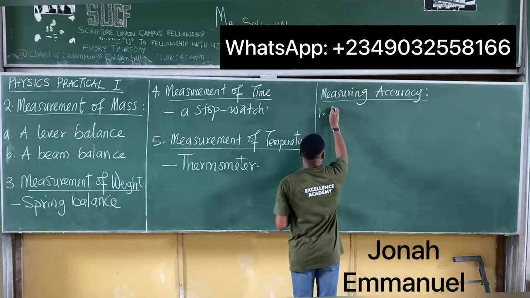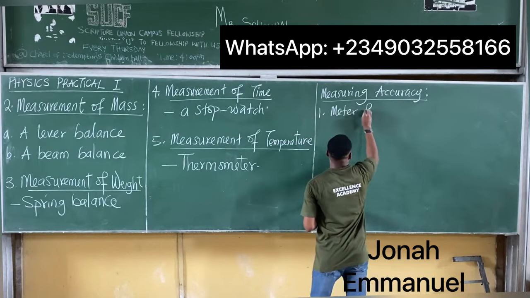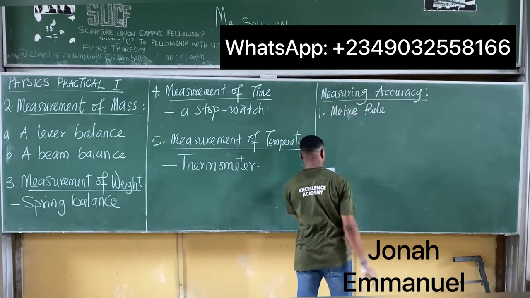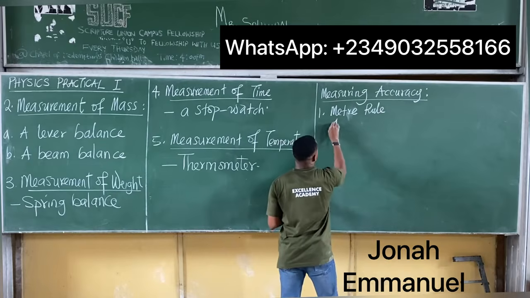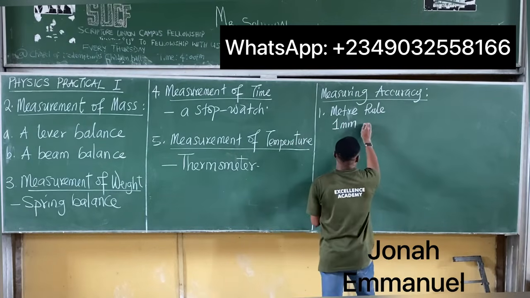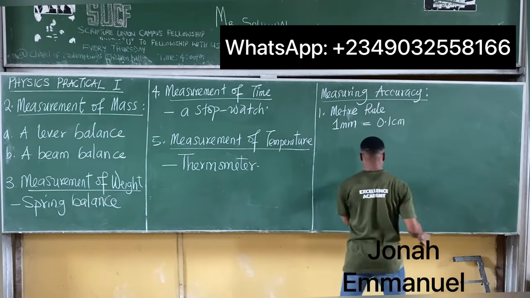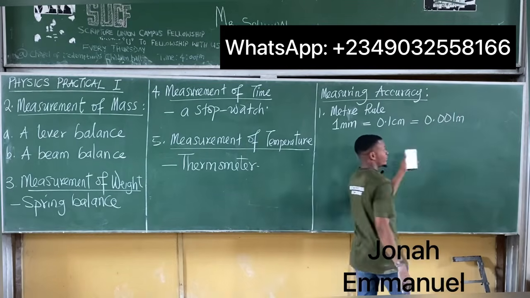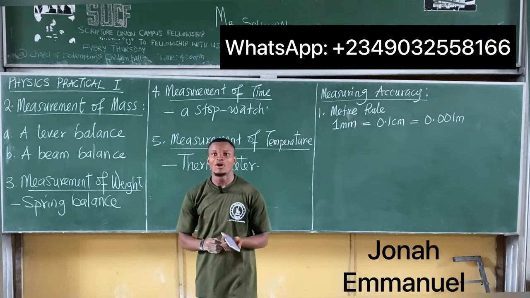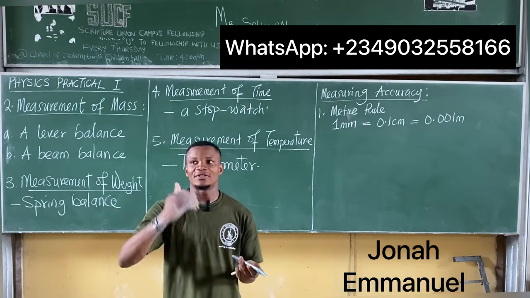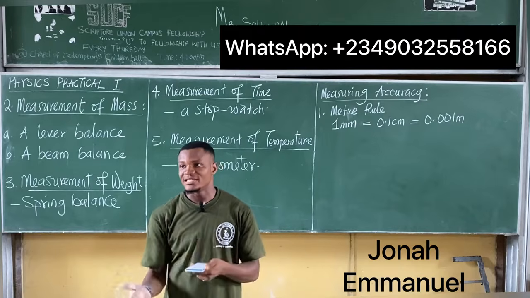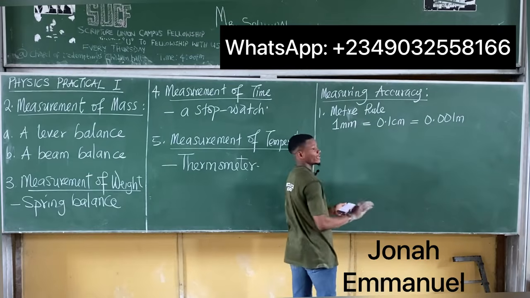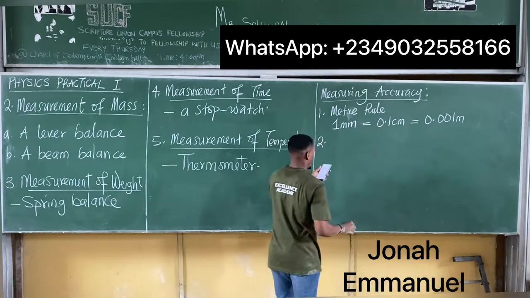All right, number 1, meter rule. Your measuring accuracy for meter rule is 1 millimeter, which is equal to 0.1 centimeter, which is equal to 0.001 meter. Please note all these values. They usually ask, find the measuring accuracy of this. They can ask you in either millimeters, centimeters or meters. Know all of them. Divide by 10, divide by 1000. That's all.